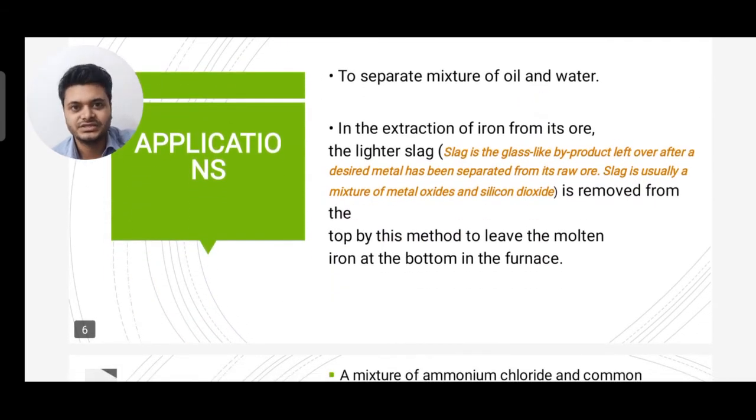Now what are the applications? To separate a mixture of oil and water. In the extraction of iron from its ore, the lighter slag is removed. What is slag? Slag is a glass-like byproduct left over after a desired metal has been separated from its raw ore. Slag is usually a mixture of metal oxides and silicon oxide. So in the extraction of iron from its ore, the lighter slag is removed from the top by this method to leave the molten iron at the bottom of the furnace.